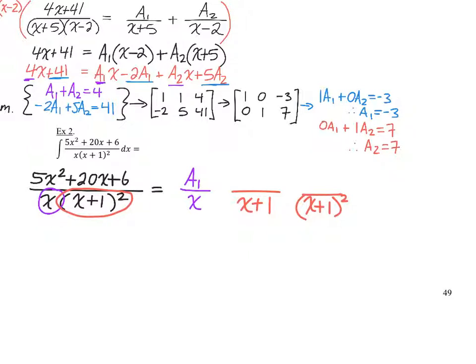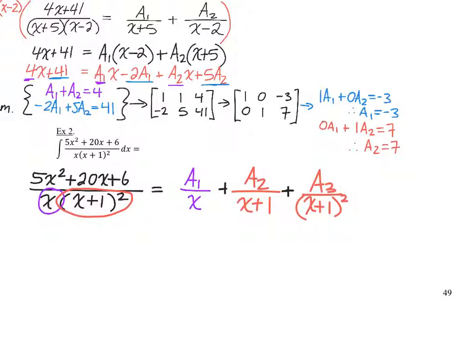All right, but both of these factors are linear, so each one gets a constant numerator. All right, so I already used A1, so here comes A2 and A3. So that's my partial fraction decomposition. I just have to solve for A1, 2, and 3.